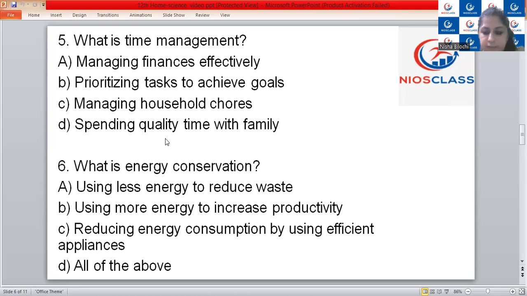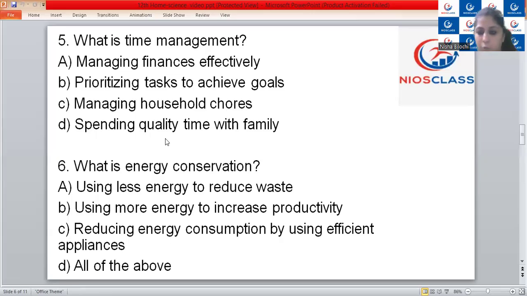First one is using less energy to reduce waste, can be considered. Using more energy to increase productivity. I don't really agree with this option. See, reducing energy consumption by using efficient appliances. Okay. Fourth one is all of the above. Okay, so according to me, the answer is going to be the option number C, reducing energy consumption by using efficient appliances. Okay, and we can see option number A is also good, using less energy to reduce waste. Okay, yes, using more energy to increase productivity.